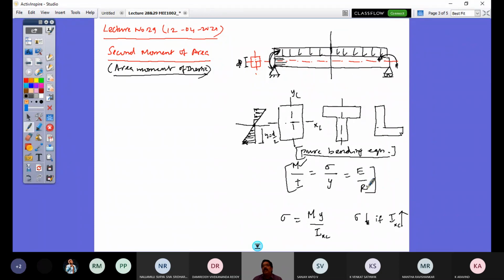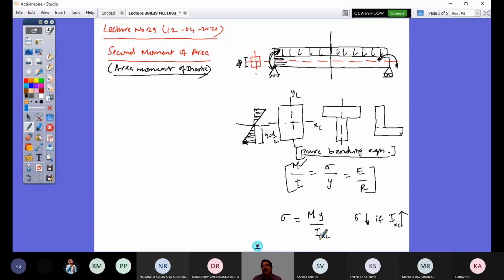In non-uniform bending, you would see this curvature would change, right? However, this equation is a very important equation as far as design of beam sections is concerned. There you see that the bending stress depends not only upon the bending moment value at the section and the location of your layer, it importantly depends upon the second moment of area.